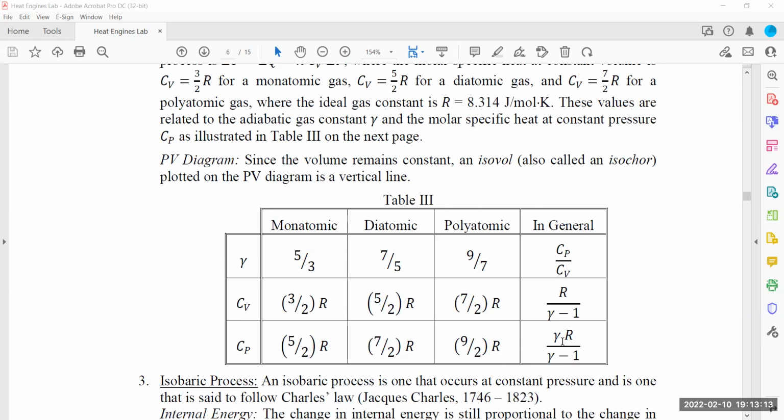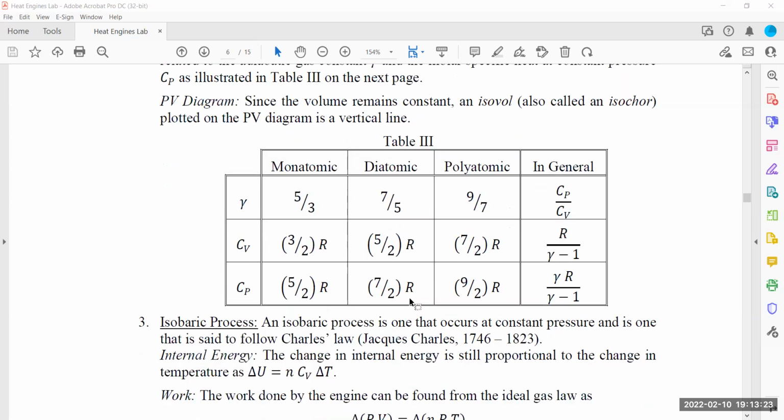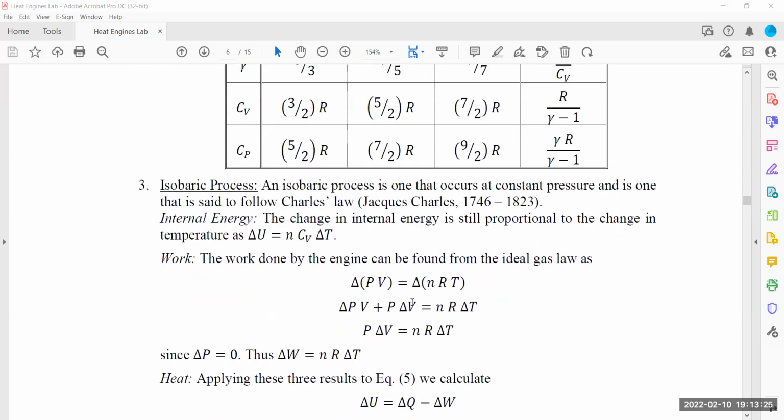If you know gamma, this is how you find CP. It's gamma R over gamma minus 1. If you know gamma, this is how you find CV, which is R over gamma minus 1. And this is what gamma is. So all of this is a summary of everything we did. So this lab is important for your review. And it's not just because of this, there is more stuff coming to it too.